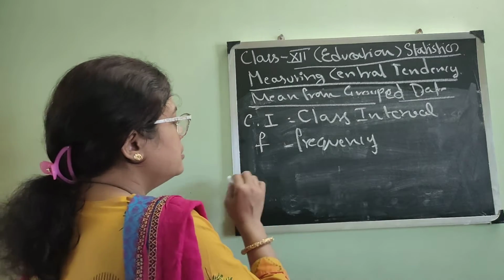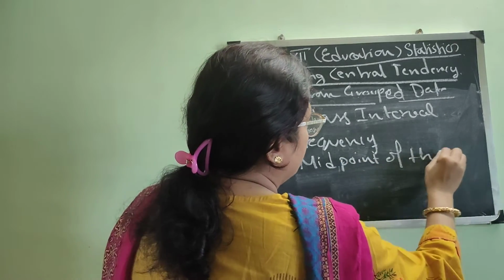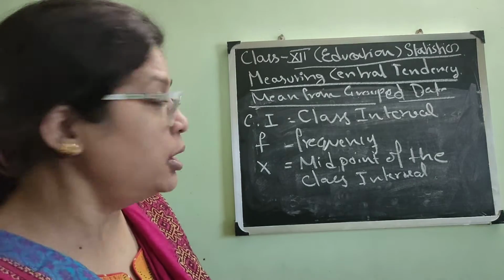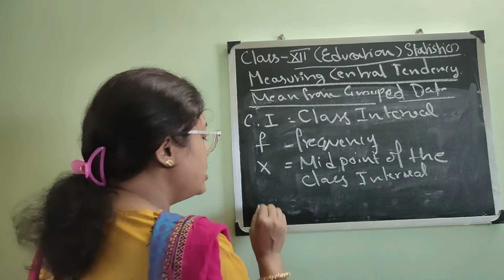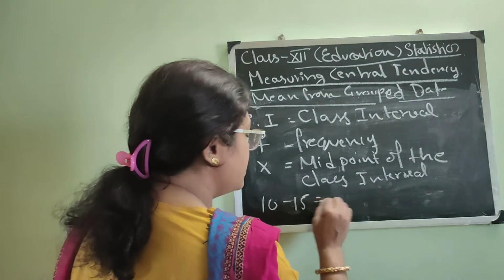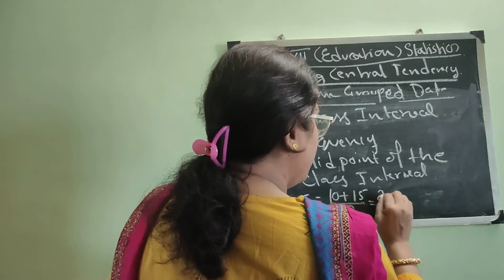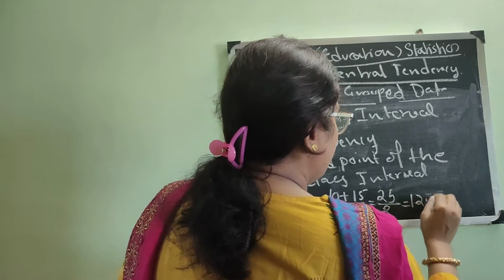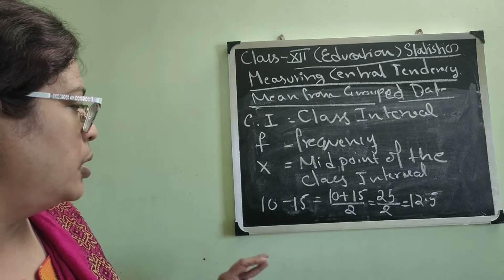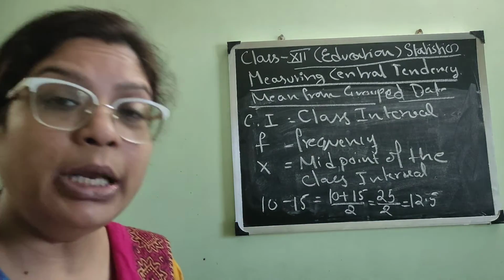Next is X, or midpoint. Midpoint of the class interval. Now how will you take out the midpoint of the class interval? Suppose the class interval is 10 to 15. The best way to take out the midpoint is 10 plus 15 divided by 2. So what will be the number? It is 25, isn't it? 25 divided by 2, the answer will be 12.5. So 12.5 will be the midpoint of the class interval.